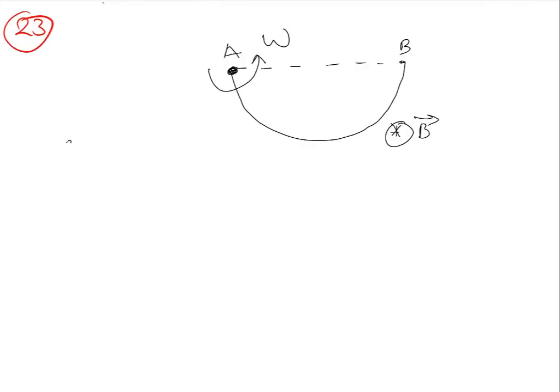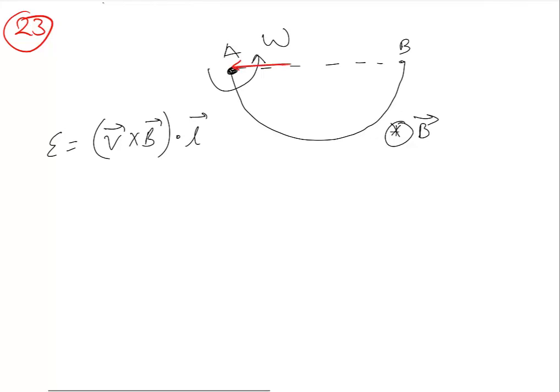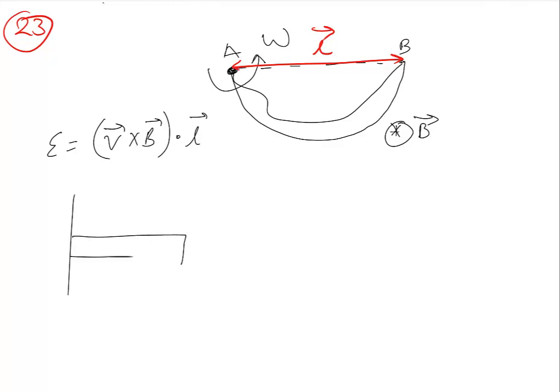Now this is a classic case of motional EMF, which says EMF induced in the conductor is V cross B dot L vector, and here as you can see this is the L vector. So it doesn't matter what kind of loop it is, circular or otherwise, this L vector is what we are going to use. And if a rod rotates with omega, it has length L, then EMF generated across its ends will be half into B omega L square.